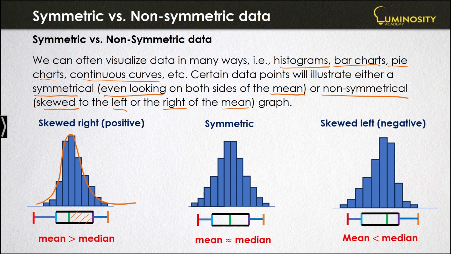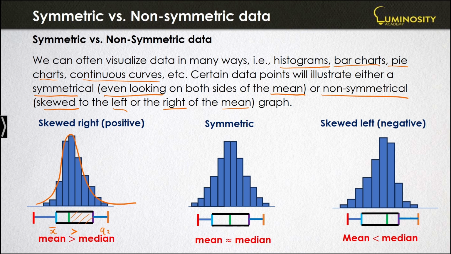We also have an algebraic way of determining whether a graph is skewed to the right or left or symmetrical, and that is if you can work out the mean value and you can work out the median, which is your quartile 2. If your mean value is greater than your quartile 2 value, then we have a positively skewed or skewed to the right set of data.